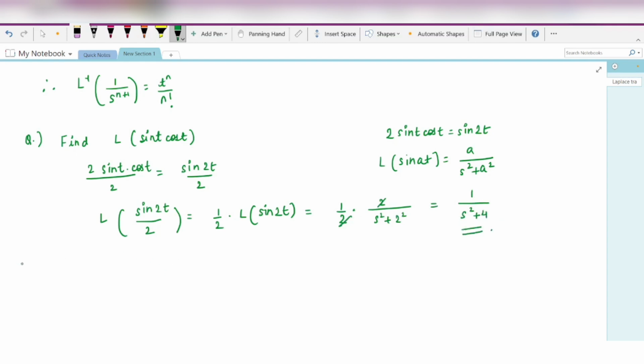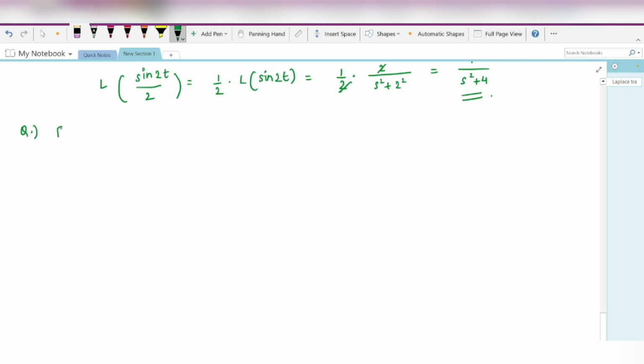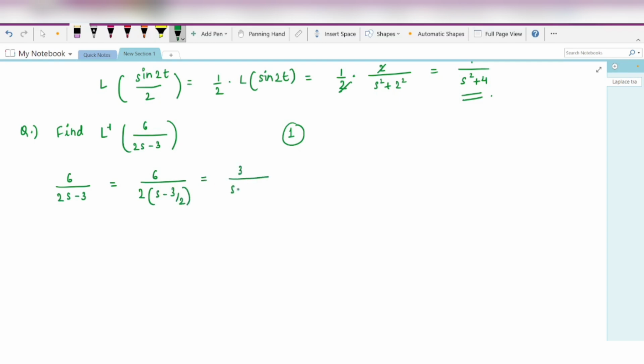Alright, and another question which we can do is to find the Laplace inverse of 6 by 2s minus 3. Okay, so we have to find the Laplace inverse of this particular function. So first of all, remember that the Laplace transformations which we have found till now, all of them had the coefficient of s or s square as 1. All right. So first of all, consider this 6 by 2s minus 3. Now, first of all, let us make the coefficient of s as 1. So we can take 2 common and we are left with s minus 3 by 2. And this is equal to 3 by s minus 3 by 2.